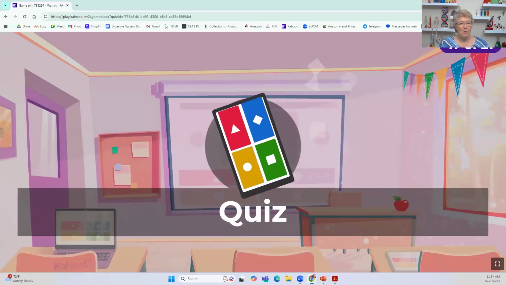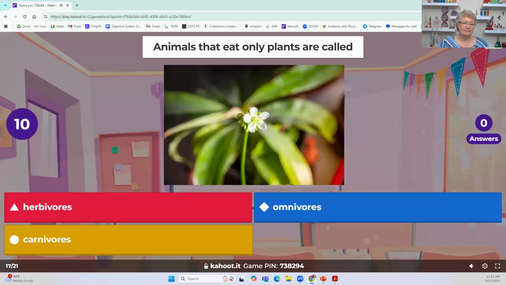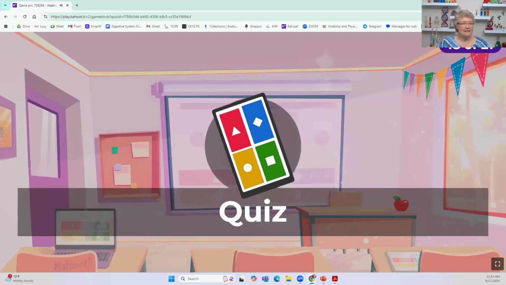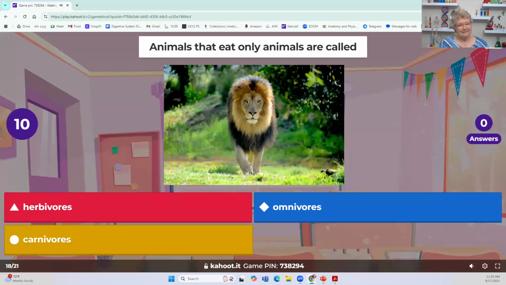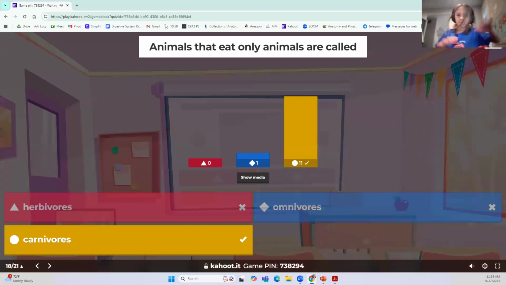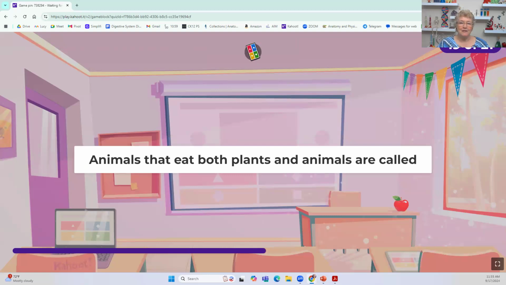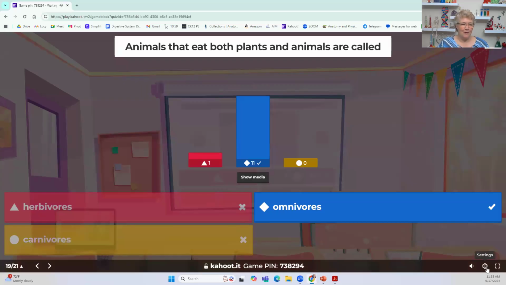All right, let's see if we can get 1 or 2 more here. Animals that eat only plants are called herbivores. Animals that eat only animals are called carnivores. And animals that eat both are called what? This will be our last question. They are called omnivores. Well done.